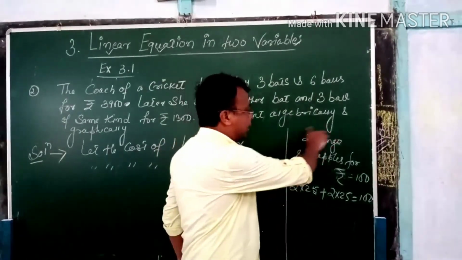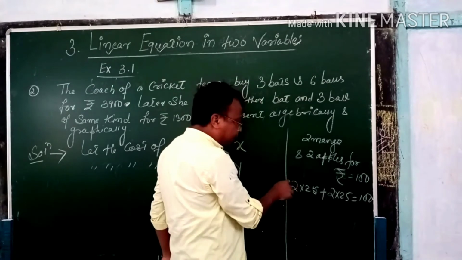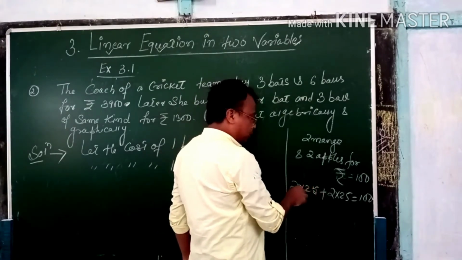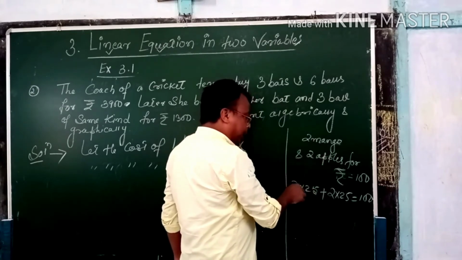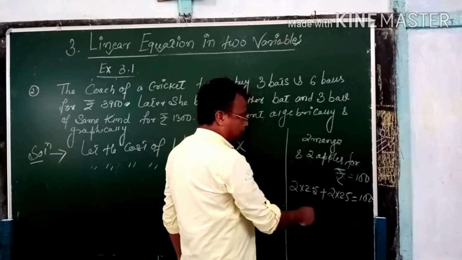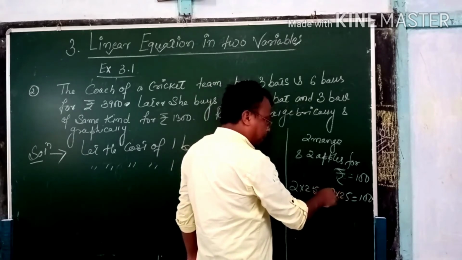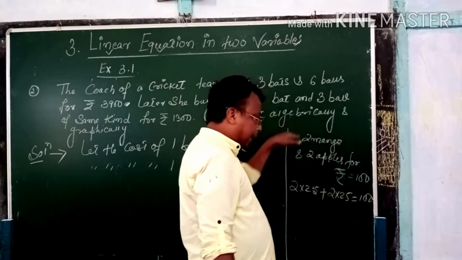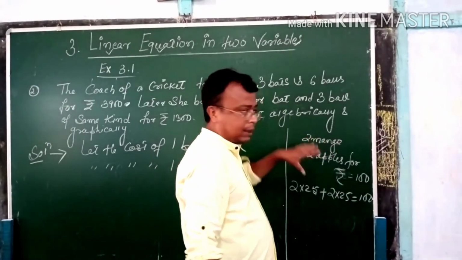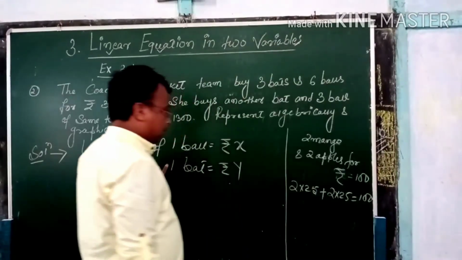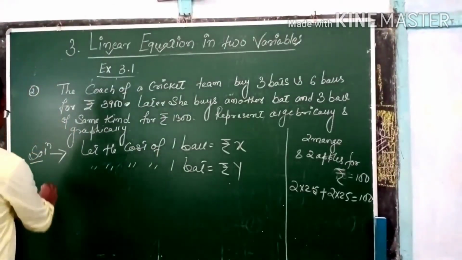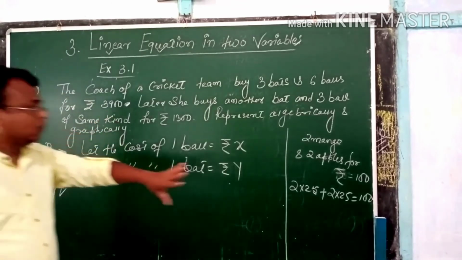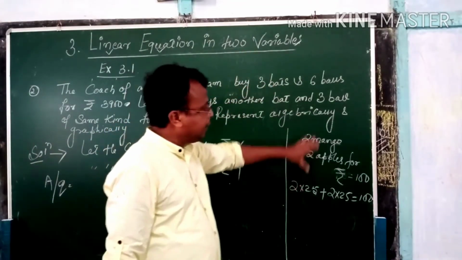So how will I represent the total cost? Number of mangoes into the cost of one mango plus number of apples into the cost of one apple is equal to 100. So I am representing the total like this. This is just an example to show how to get the equation. Now, for your understanding, I am writing this one for the question.